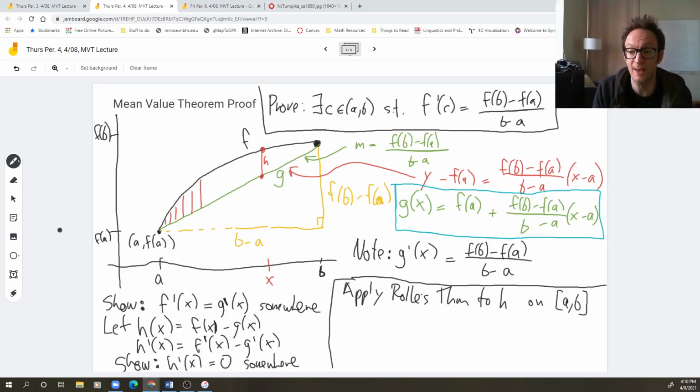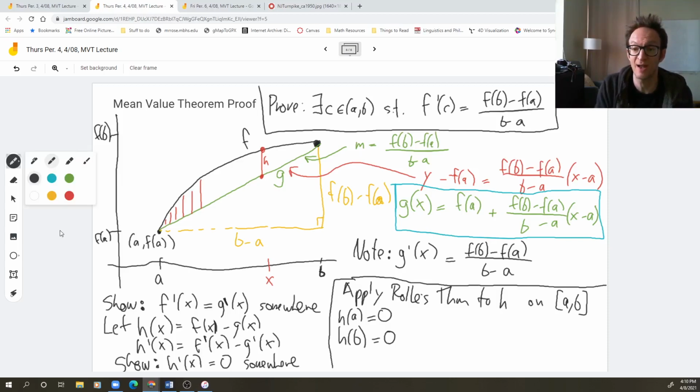Well, of course, the gap starts at 0, right? What is h of A? H of A is 0. What is h of B? H of B is also 0 because the gap is also 0 at the end. And so we start the race at the same time and we finish the race at the same time. And you can even confirm, well, that's just obvious.